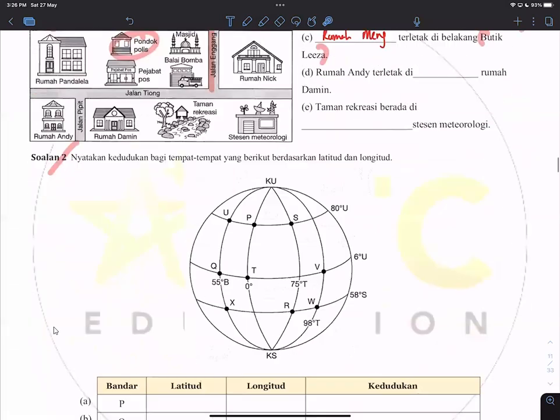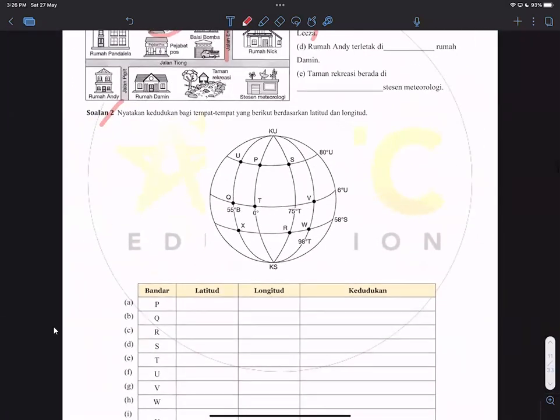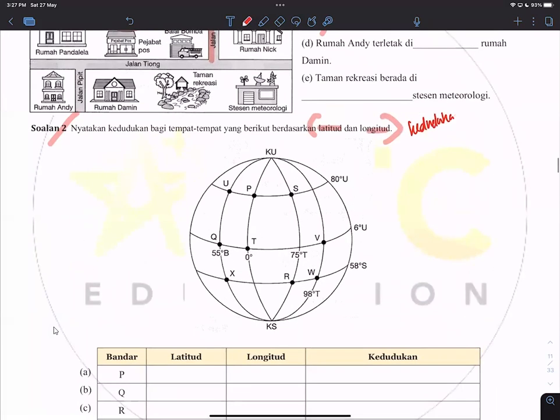Okay, so next one, this is what we call kedudukan. So we have the latitude and longitude. So what is the kedudukan? This is what we call kedudukan. Anyone know the tajuk for this one, the topic? Kedudukan with latitude and longitude. Mutlak.